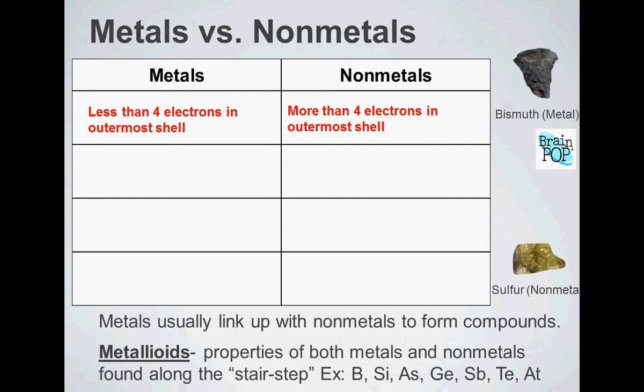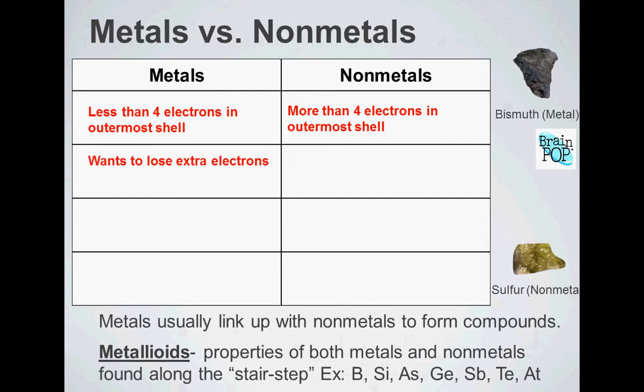The nonmetals are the elements that have more than 4 electrons in the outermost shell. Again, it's the number of electrons in that outer shell that really determines how these elements interact and lots of their characteristics as well. And that's why metals have certain characteristics, nonmetals have certain characteristics.